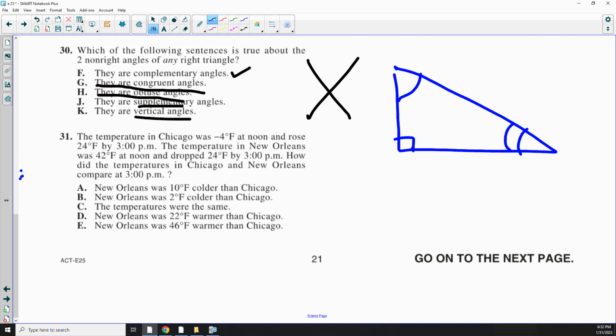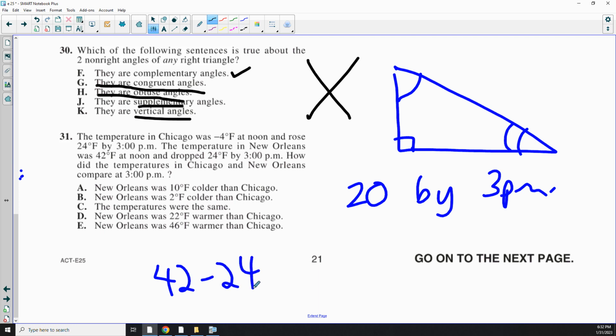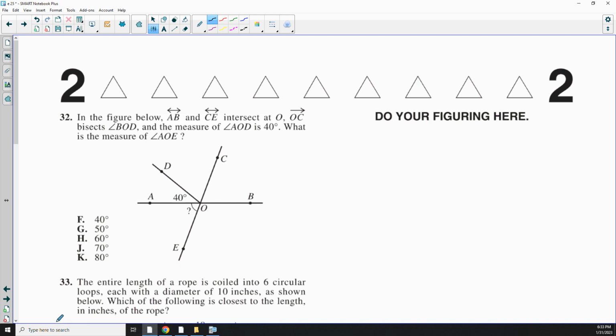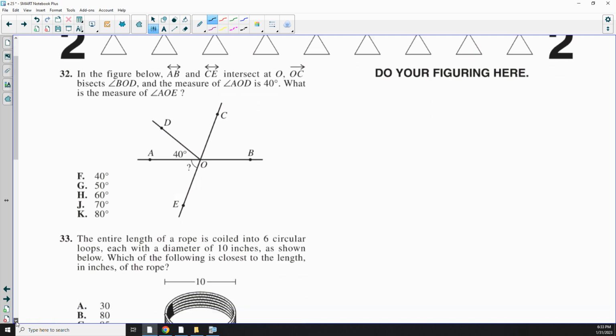Temperature in Chicago was -4 at noon and rose 24 degrees by 3 p.m. So by 3 p.m., it was up to 20 in Chicago. The temperature in New Orleans was 42 and dropped 24, so you drop it and it's 18. New Orleans is colder than Chicago, if you can imagine that, by 2 degrees. It does happen.